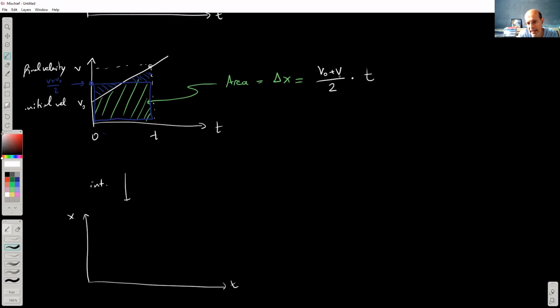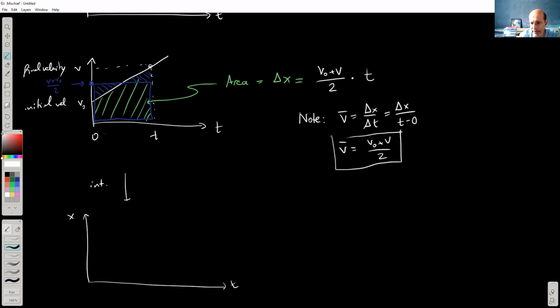So in any case, from the expression of the average velocity, which is delta x divided by delta t, right? But delta t is just t minus t0. T minus the initial time. So it's delta x divided by t. So you can see that the average velocity is equal to the arithmetic average of the initial and the final velocities. So this appears to be one of the useful relationships. I'm going to explain in a moment, right?